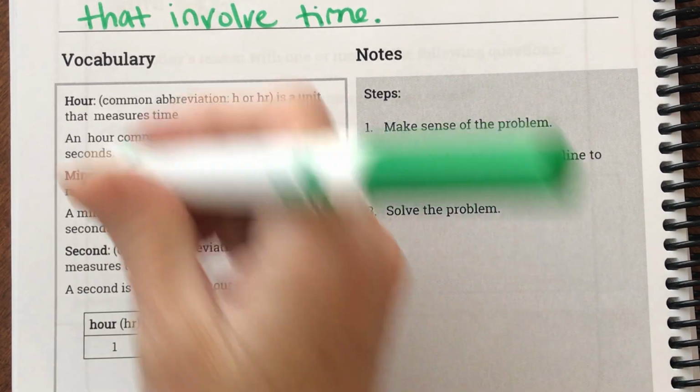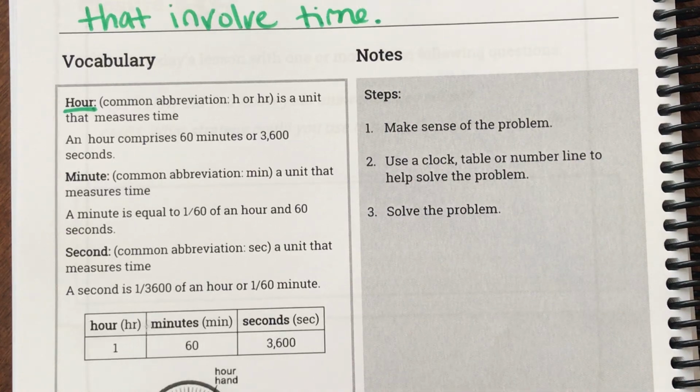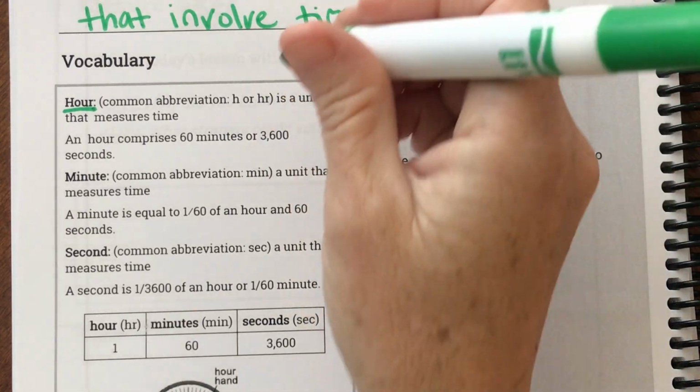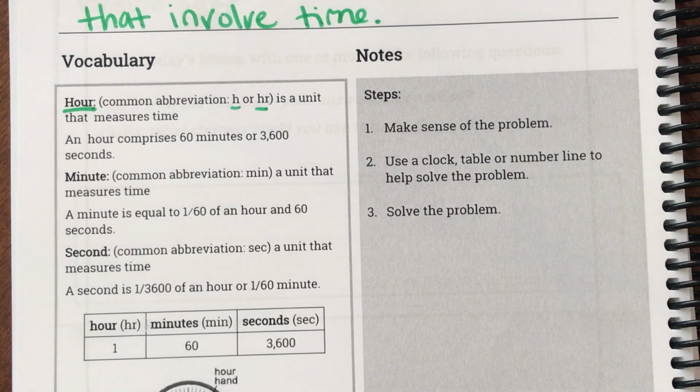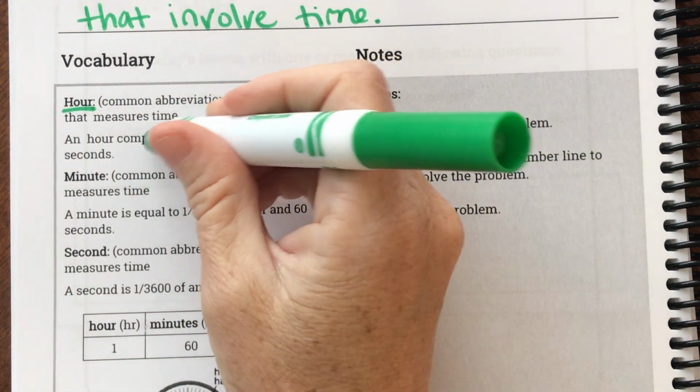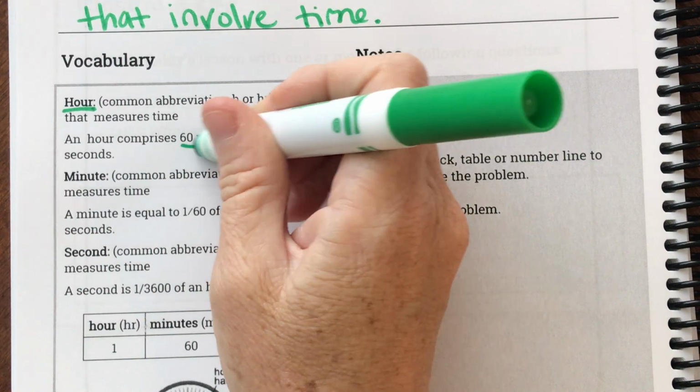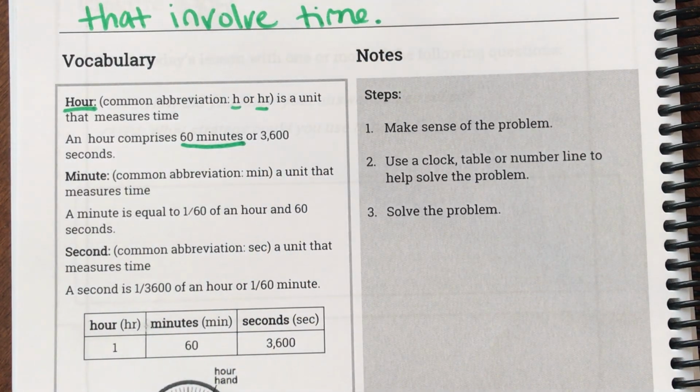So our first one is an hour. Okay, and it tells us an abbreviation for an hour is an H or an HR. And it lets us know that an hour comprises, which means is made up of 60 minutes or 3,600 seconds. The main thing we need to know is an hour has 60 minutes.